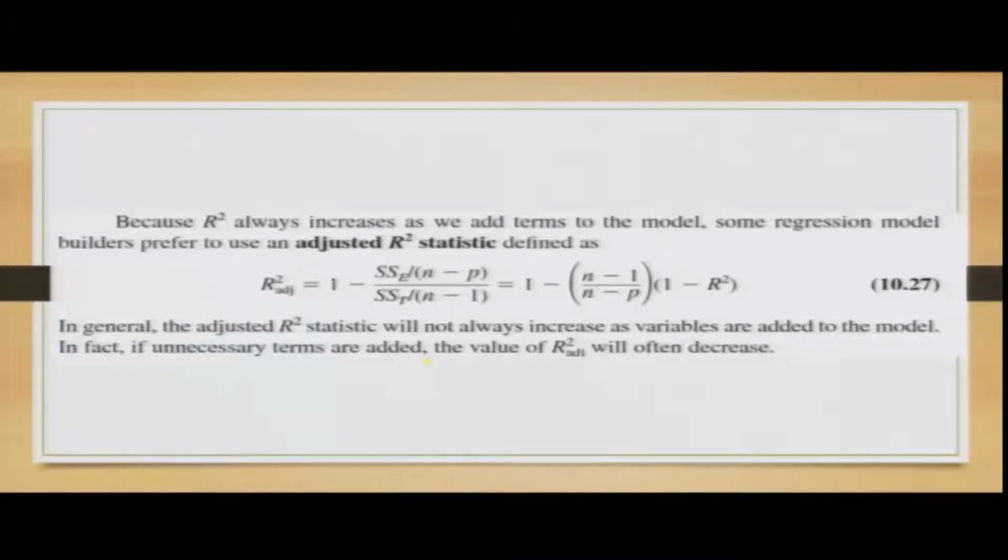Because R square always increases as we add terms to the model, some regression model builders prefer to use the adjusted R square, which is basically obtained by dividing by the degrees of freedom. So, adjusted R square is given by 1 minus, where initially it was the sum of squares of the errors divided by the total sum of squares, now it will basically be (n minus 1) by (n minus p), where p is k plus 1 depending on whether beta naught is there or not, multiplied by (1 minus R square). In general, the adjusted R square statistic will not always increase as variables are added to the model. In fact, if unnecessary terms are added, the value of adjusted R square would often decrease and basically give us an actual value of the prediction level of the model.